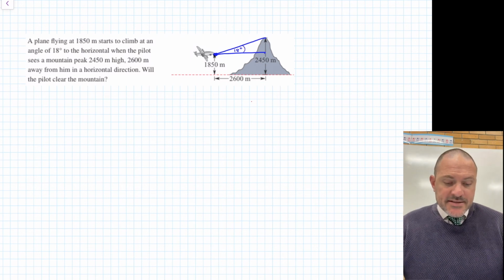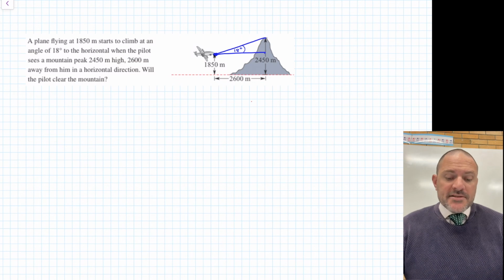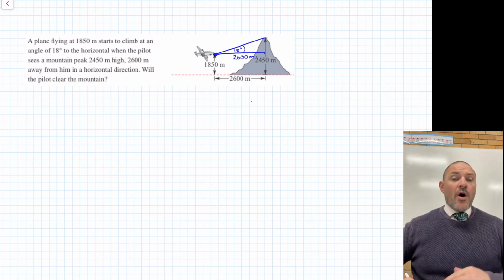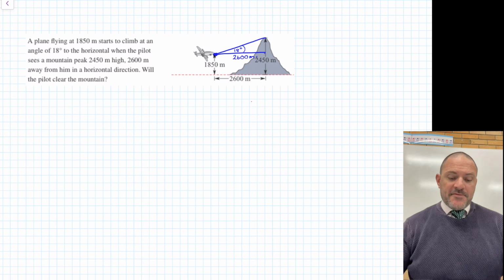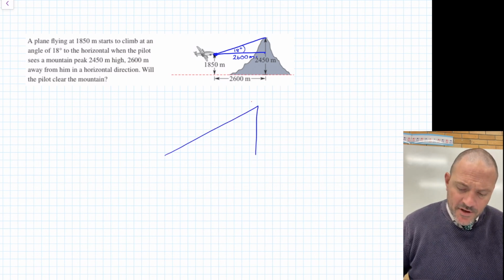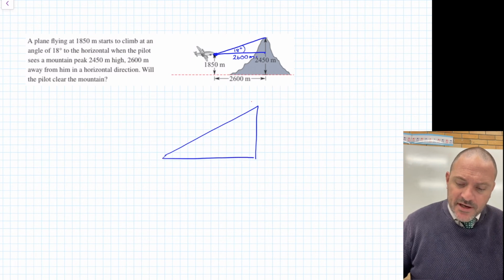It then says the pilot says the mountain peak is 2,450 meters high, 2,600 meters away from him. Okay, we can say that's the 2,600 meters, which is already on the diagram. And we know that the whole mountain is 2,450, and it says, does he clear it? So basically, this is what I've got. I'm going to redraw this out so it's a bit clearer.